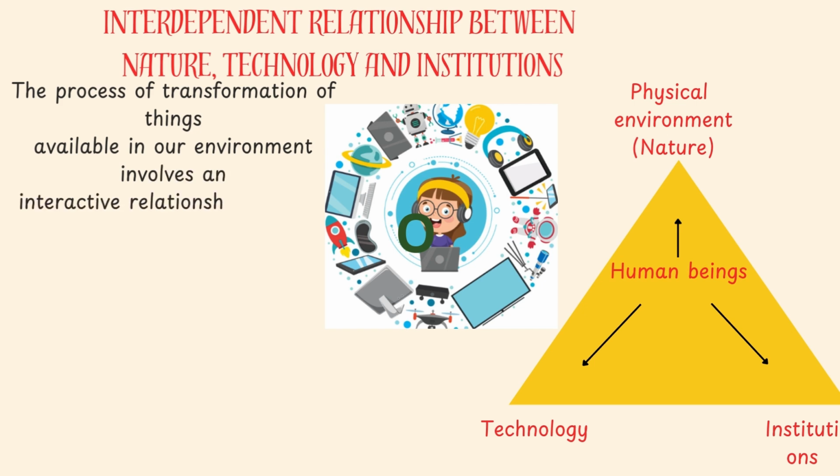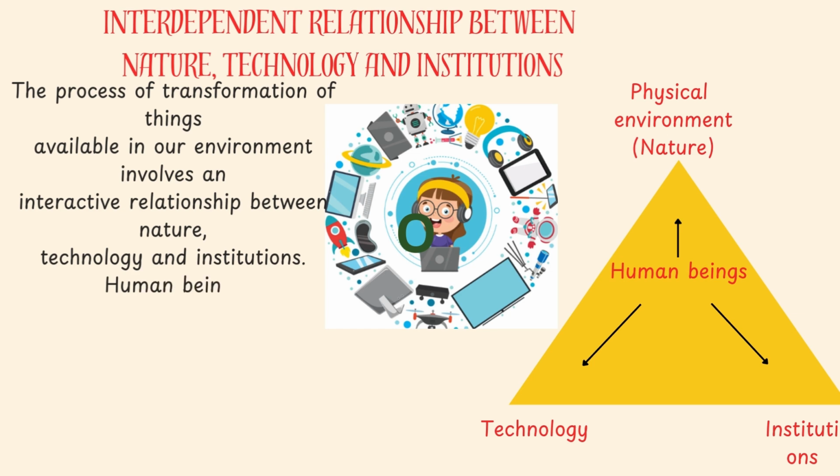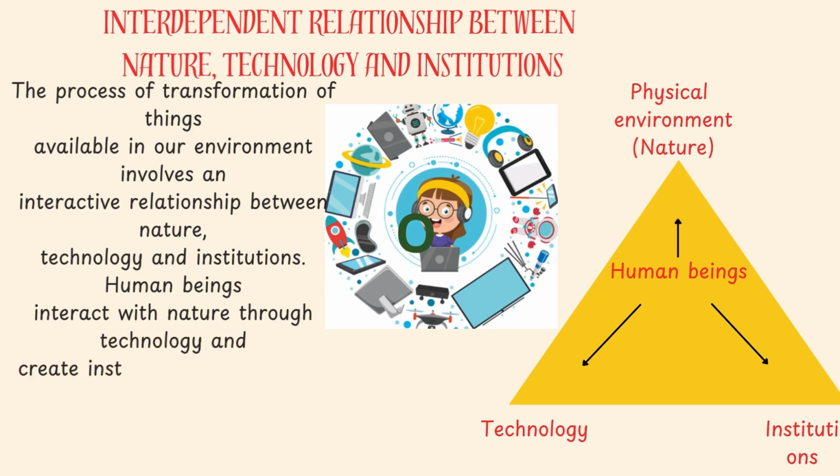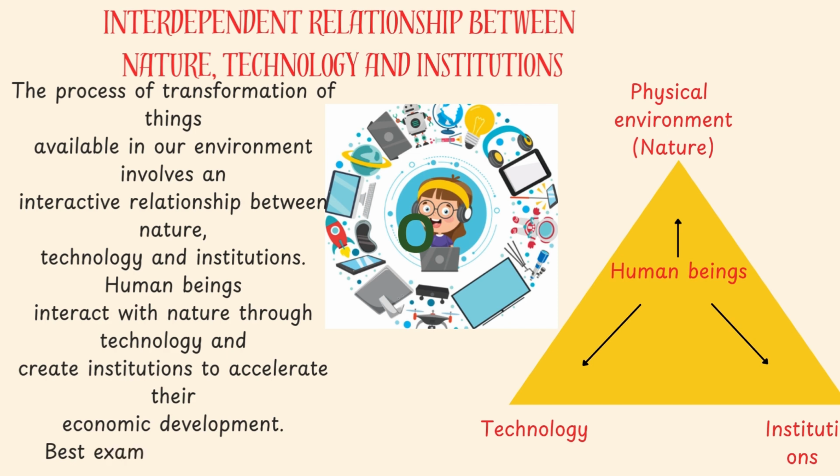There is an interdependent relationship between nature, technology, and institutions. What is that interdependent relationship? The process of transformation of things available in our environment involves an interactive relationship between nature, technology, and institutions. What does this mean? Suppose you take a thing in front of you. What is there in front of you? A book. How is this book made? It is made of paper, glue, and thread. Where do we get this paper, glue, and thread? From natural resources like wood pulp, and thread from cotton.